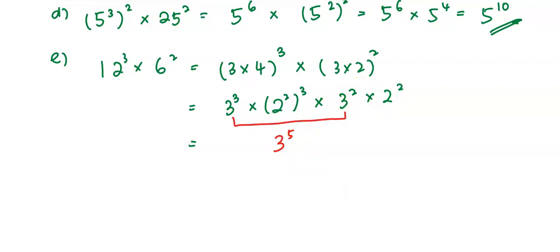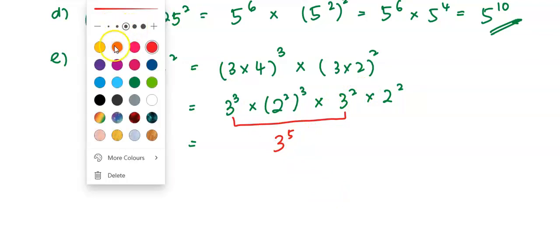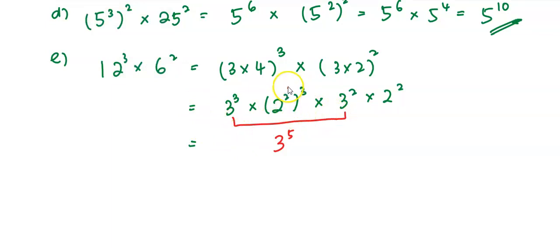And for these two terms, the terms where the base is 2 can be combined, so it will become 2 power of 6 multiplied by 2 power of 2. Since they have the same base, the powers can be added up.